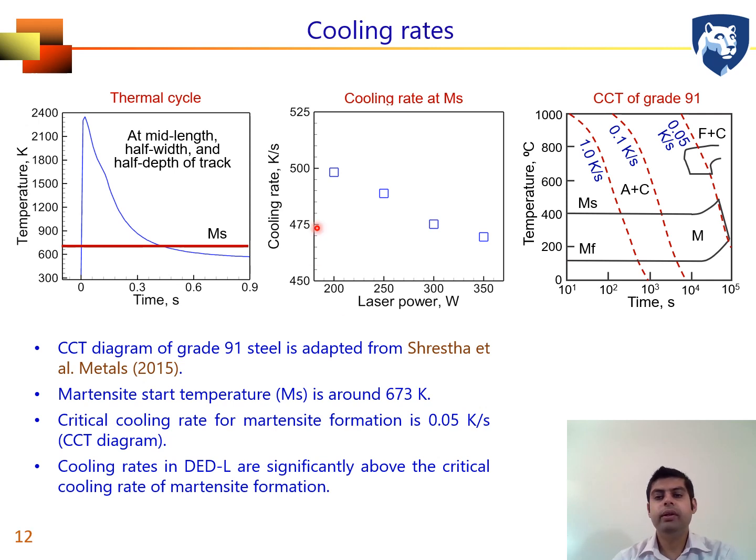But these cooling rate values are much higher than the critical cooling rate of martensite formation for grade 91 steel, which is just 0.05 Kelvin per second. Since this is a martensitic steel, it is highly susceptible to forming martensite when it is processed using additive manufacturing.